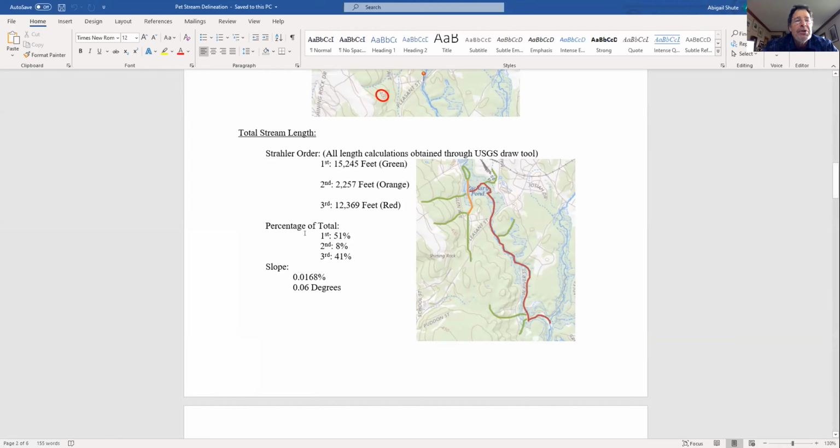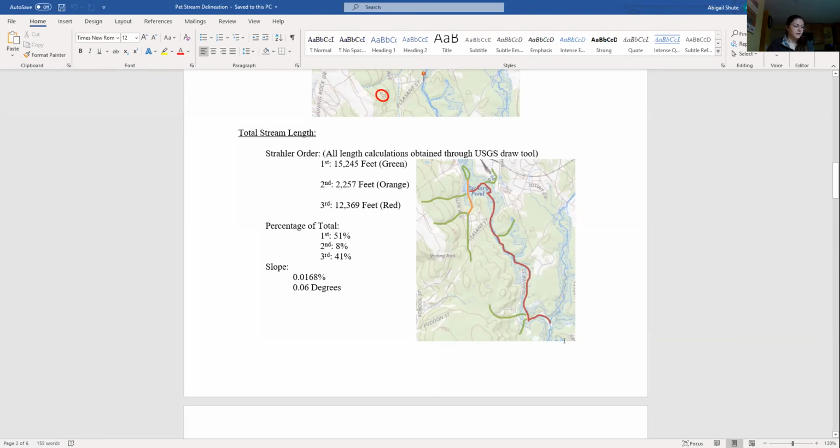Okay. So you basically got a percentage total and then the slope, okay? And how did you get the slope? So I did the elevation increase of the longest stream drainage divided by the distance of the longest stream. And to actually get the elevation, I took the elevation of the mouth and subtracted that from the elevation up here, because I figured this was going to be the largest elevation change. And yep.